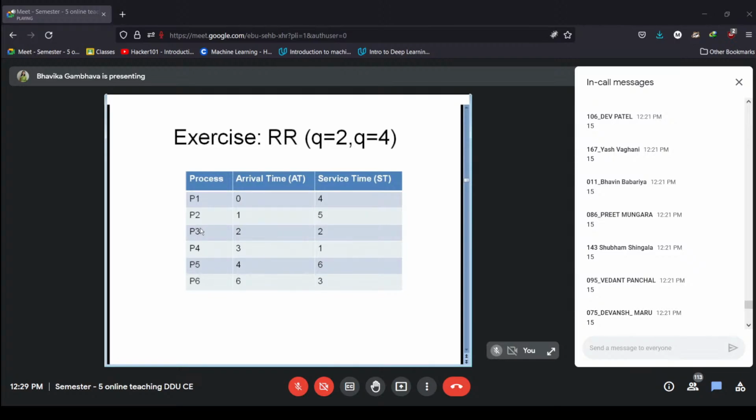Wait. For the first time quantum, it will be P1. Right? For the second time quantum, will it be P1 or P2?